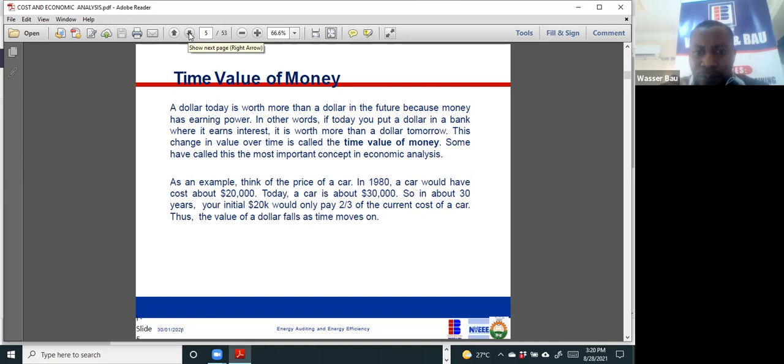As an example, think of the price of a car. In 1980, a car would have cost about $20,000. Today, a car is about $30,000. So in about 30 years, your initial $20,000 would only pay 2/3 of the current cost of a car. Thus, the value of the dollar falls as time moves on.